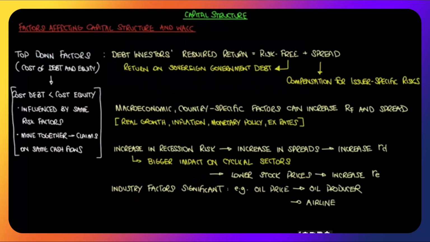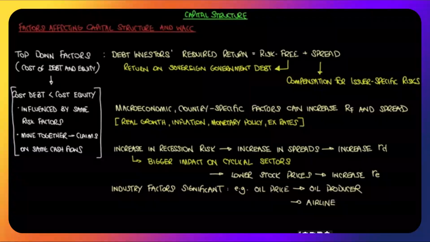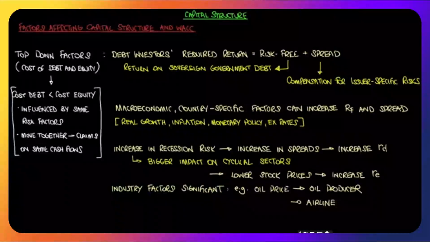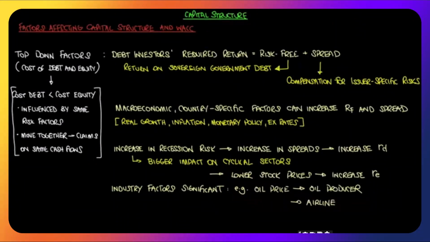They're the factors that affect the amount and the type of debt you need. What about those that affect the cost of debt and equity? Much more on this in the fixed income and equity readings, but for the minute, a high level overview. Remember, as we've said, the cost of debt tends to be lower than the cost of equity because it's less risky from an investor's point of view, but they are influenced by the same risk factors. They move together because they are claims, after all, on the same set of cash flows. They're just being split between debt holders and equity holders.